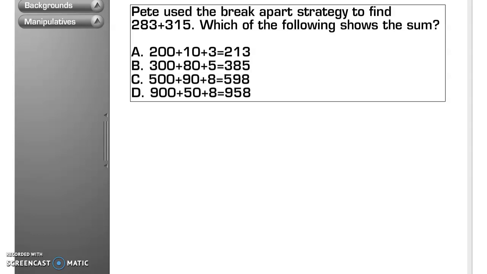Our problem of the day is, Pete used the break apart strategy to find 283 plus 315. Which of the following shows this sum? So he used the break apart method. So the break apart method is when you put it into expanded form.